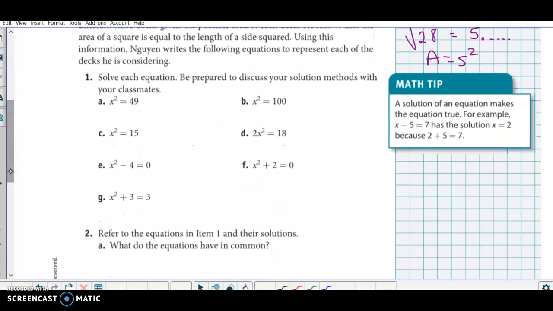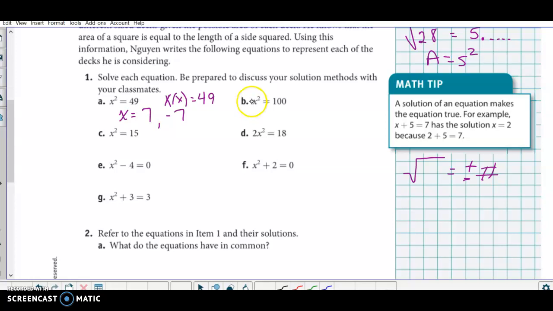So solve these equations. Remember, we're asking ourselves what times itself is 49. So x is 7. Now, if we are saying something times something is 49, yes, we could do 7 times 7, but we could also do negative 7 times negative 7. So when you take the square root of something, you will generally get plus or minus that value, because a negative times a negative is in fact a positive.